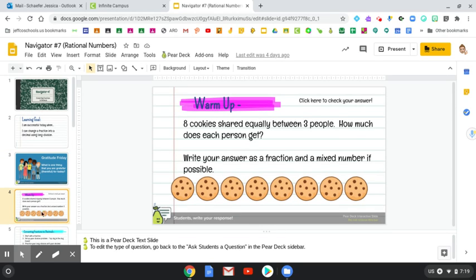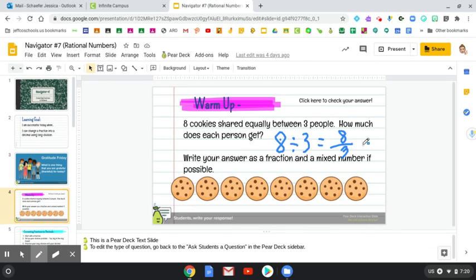Our warm-up, we had 8 cookies shared equally between 3 people. I want to know how much does each person get. Remember our division, the thing being shared comes first, and how many people are sharing them comes second. We learned this week that then this becomes the numerator. My 8 is my numerator. The first number goes on top. The second number goes underneath in the denominator.